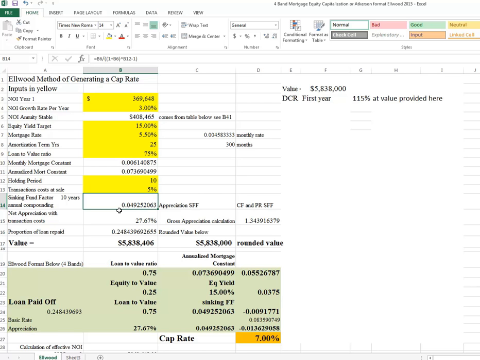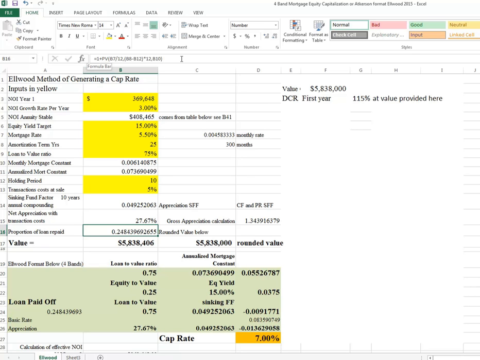Now we're going to use that for adjusting both the appreciation that we expect to receive net and for the principal repayment on the loan. And so that's another calculation we have to make right here. The proportion of loan repaid is based upon the present value of the remaining mortgage balance after 10 years. And so this formula right here is 1 plus a negative present value of the remaining loan, and the result is that approximately 24.84% of the loan will be paid off.